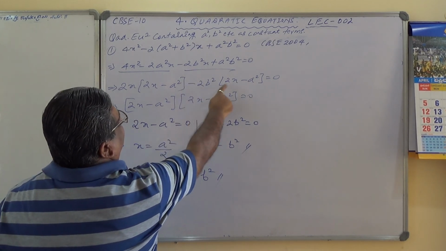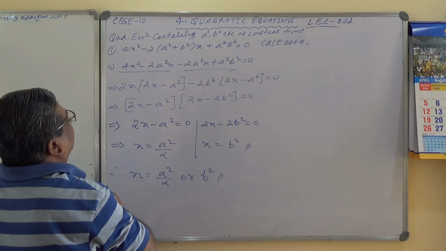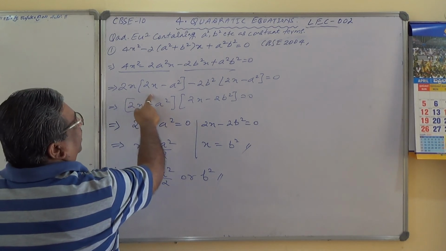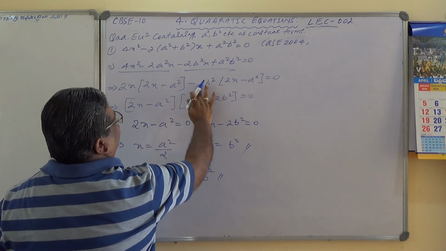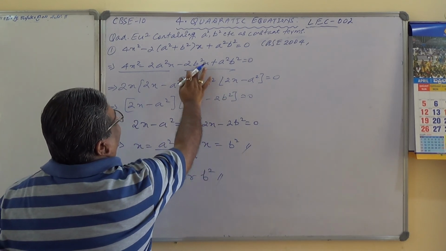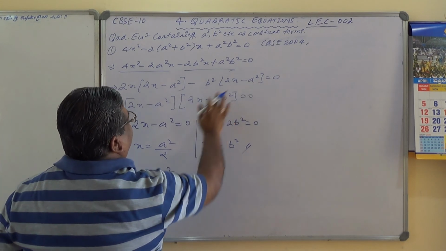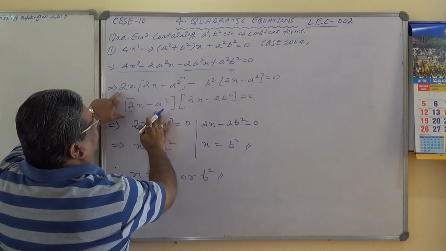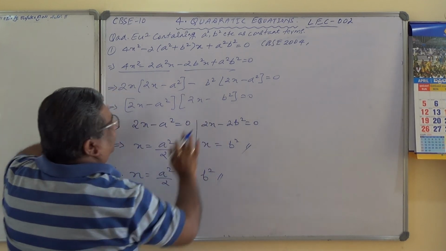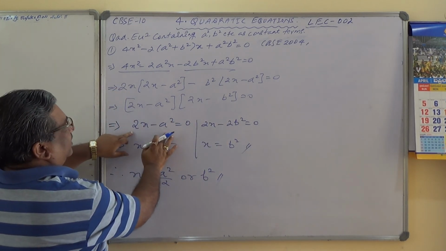2b square I have taken, so this is x here, not 2x. Okay, b square is common. Please listen here. A small mistake I will correct here itself. Only b square is common, so 2x minus a square. Is it clear? So 2x minus a square, 2x minus b square. This is minus b square. Correct now.